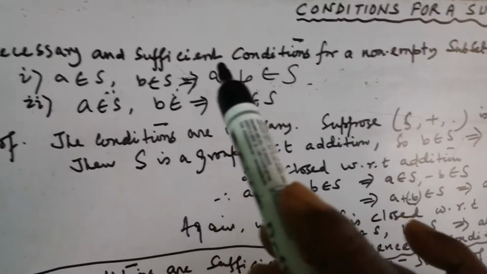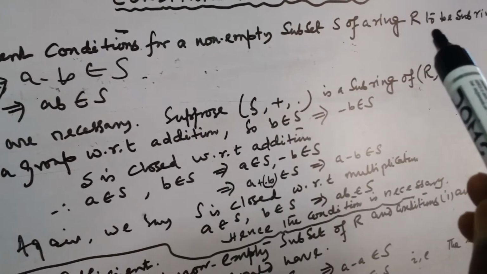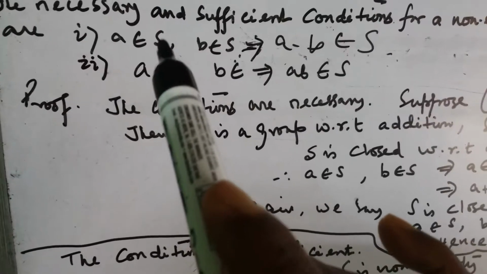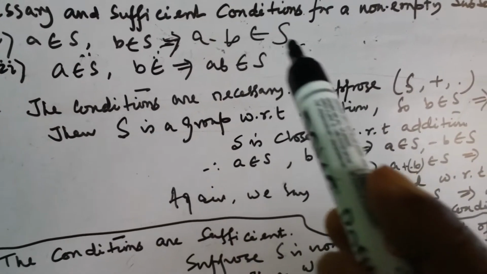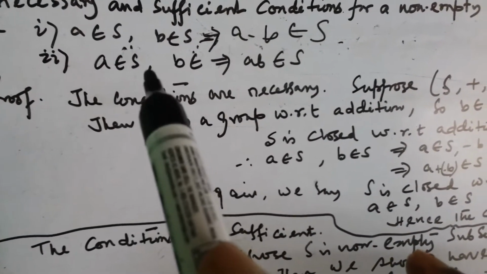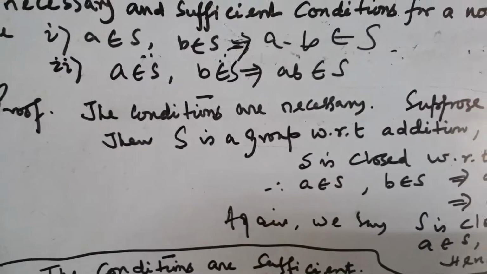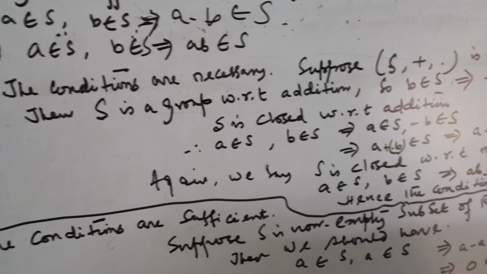The necessary and sufficient condition for a non-empty subset S of a ring R to be a subring of R: Number 1, if A belongs to S, B belongs to S, then A minus B belongs to S. Number 2, if A belongs to S, B belongs to S, then AB belongs to S. The conditions are necessary.